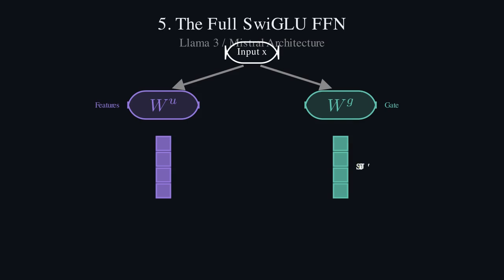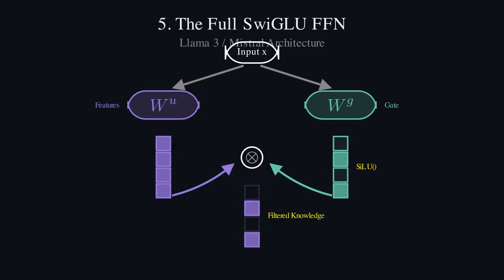We apply the SwiGLU activation only to the gate. Then the magic happens, element-wise multiplication. The gate overlays the features. It filters out the noise and keeps only the relevant knowledge. Finally, we project this filtered insight back down via W sub d. This is how a machine learns to select the right facts for the right context. From static lookup to gated reasoning, that is the journey of a token.